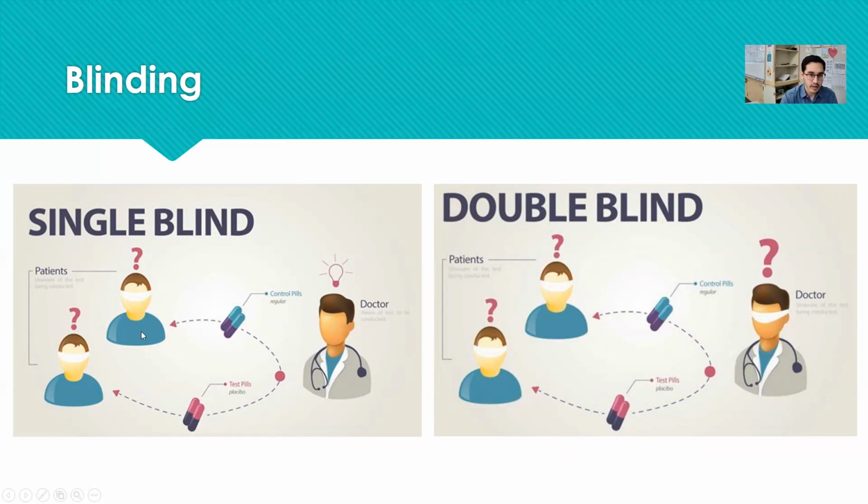And in order to do that, we shouldn't let the doctor know which patient received which treatment. So again, single blind is when one party is unaware, and that's usually the patients or the subjects. Double blind is when both parties are unaware, so both the subjects and the evaluators or doctors.